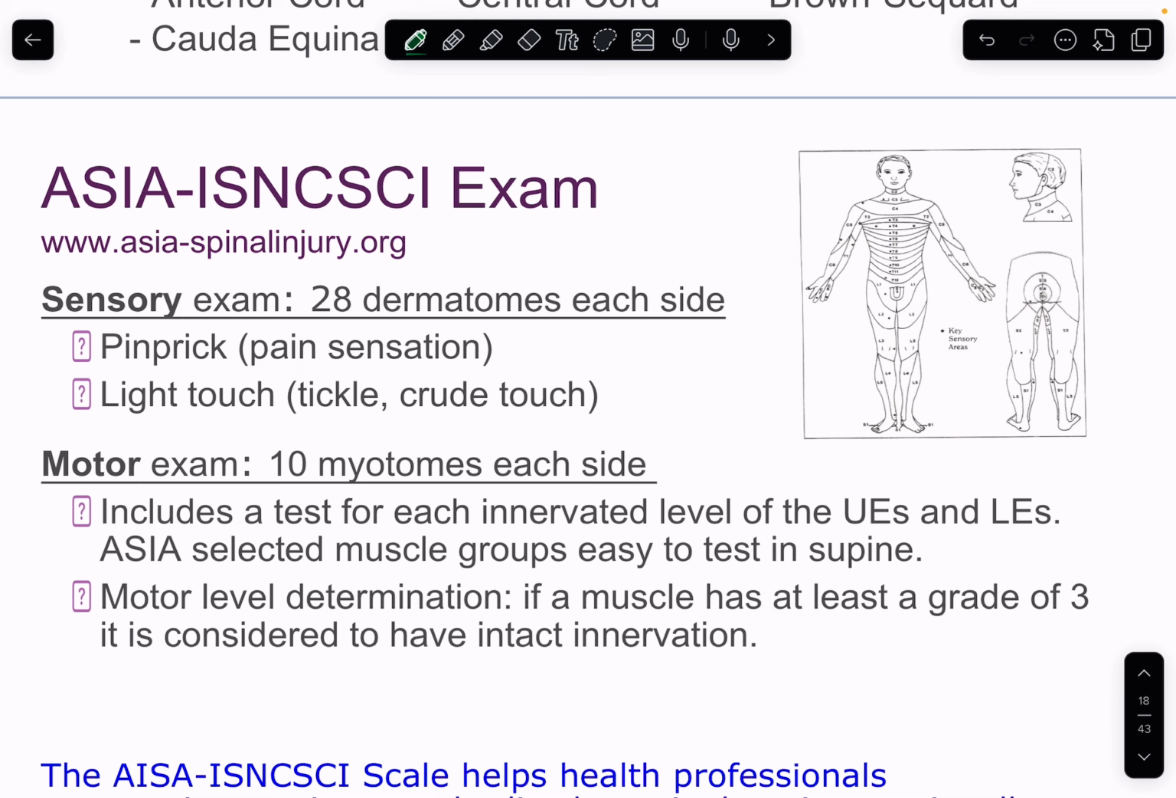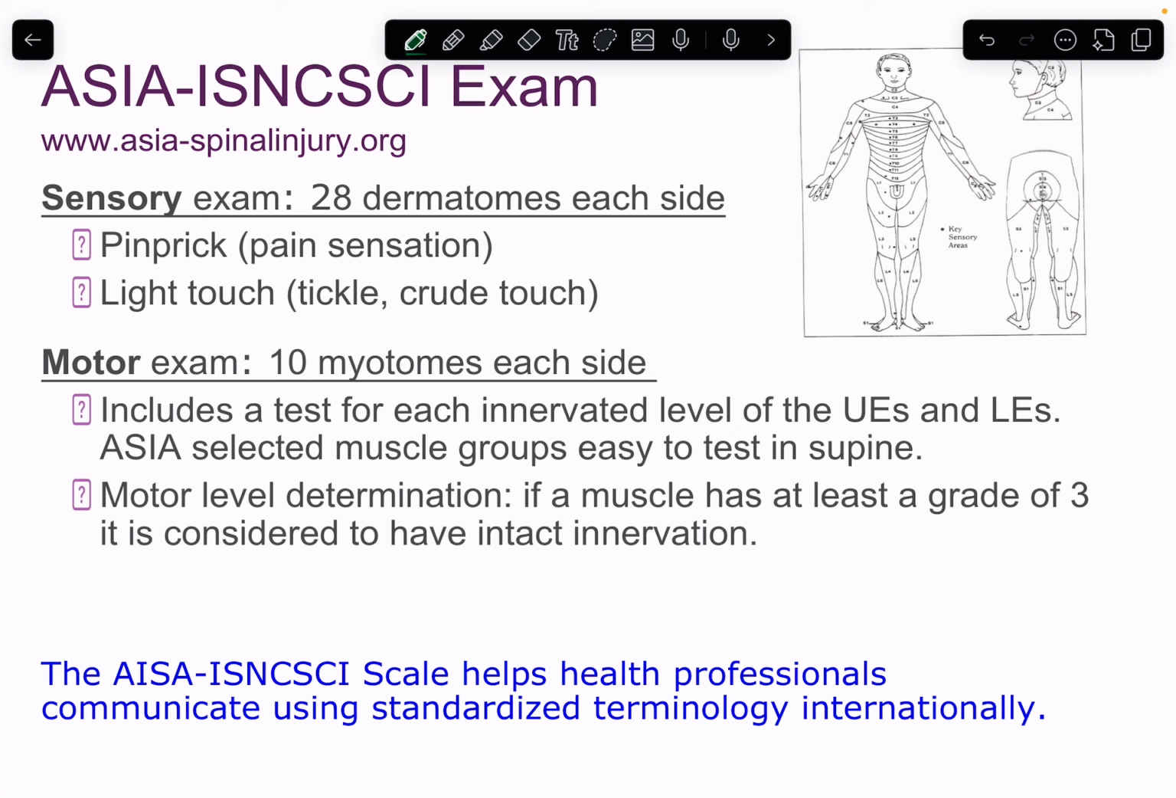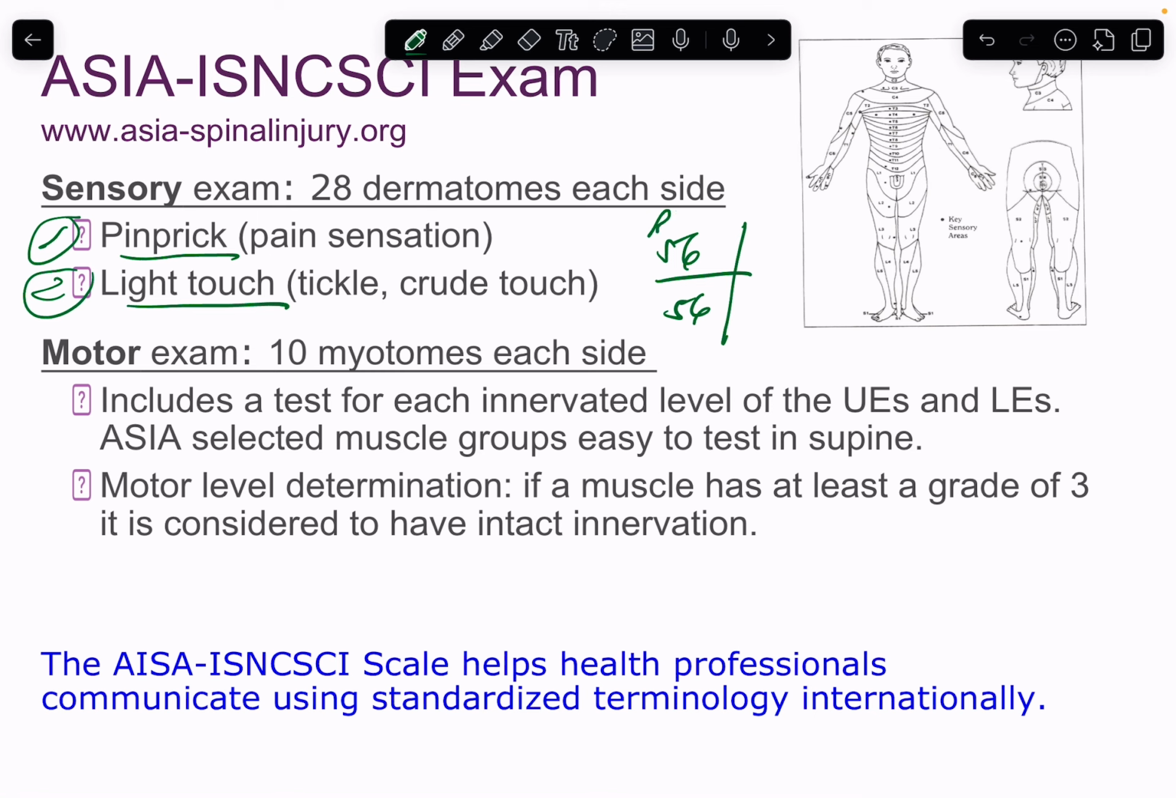I'm not going to go any more into this ASIA examination, as I have discussed this already. But just to let you know, we have 28 dermatomes on each side, and there are 2 sensory assessments, one for pinprick and one for light touch. The total score is 56 for pinprick and 56 for light touch for the right side, and then the same, 56 and 56, for the left side.